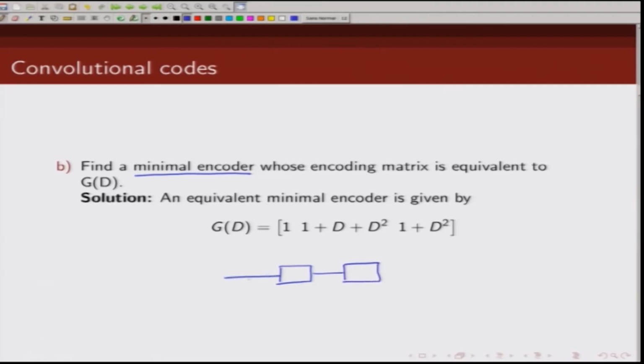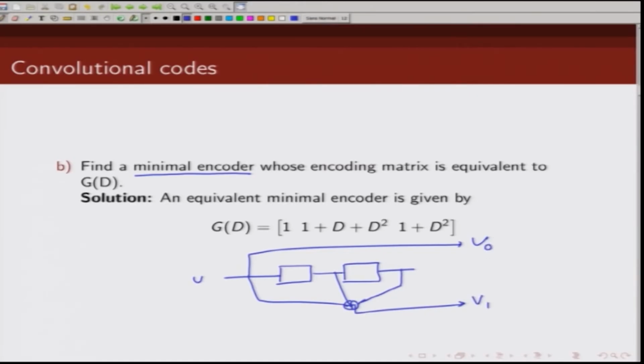The first coded bit is just 1. So, this is the information sequence that goes in. The second one is 1 plus d plus d square. So, that is your, let us call it V0, this is V1, this is U0, and the third coded bit is 1 plus d square, this is your V2.